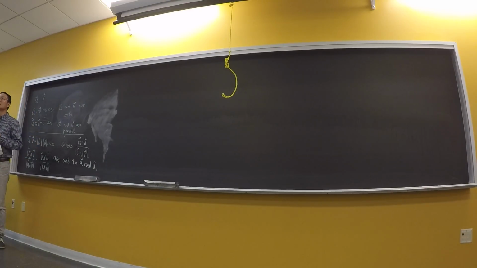Questions? Yeah. So when you're solving for dot product, it's usually a number, right? It's not usually, it is always a number. And cross product is always a vector.